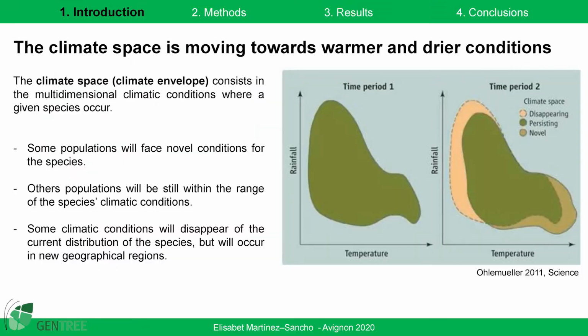So first of all, the climate space consists of the multidimensional climate conditions where a given species occurs. If we look at the map on the left, we have temperature and precipitation, and the green area corresponds to the combination of both that allow a species to exist.